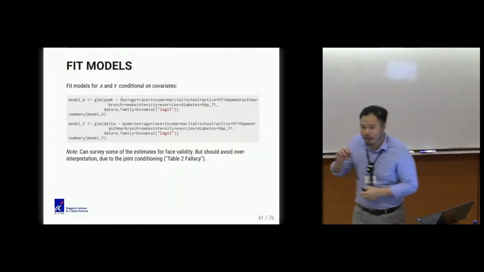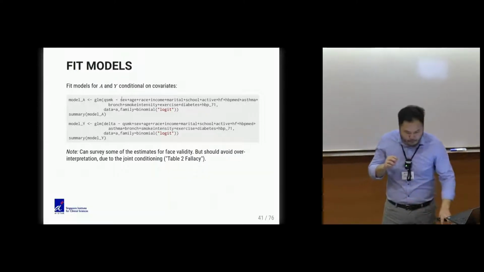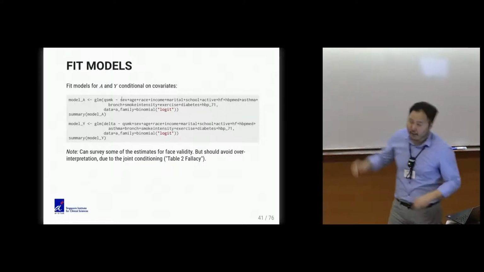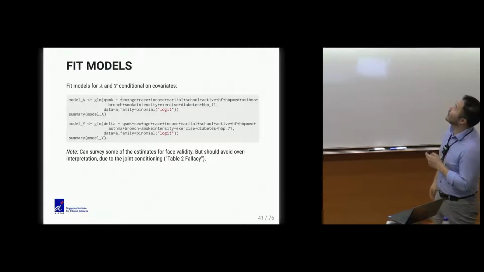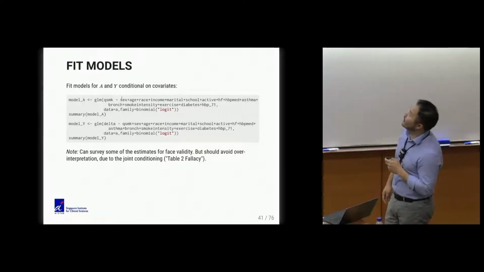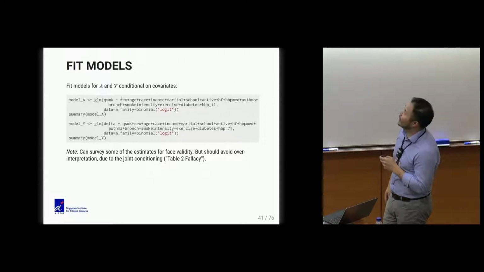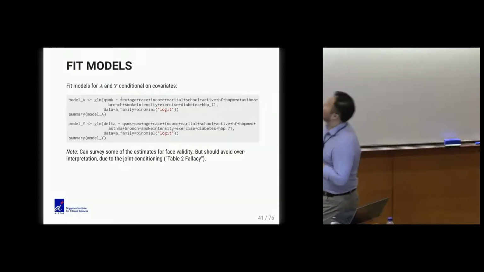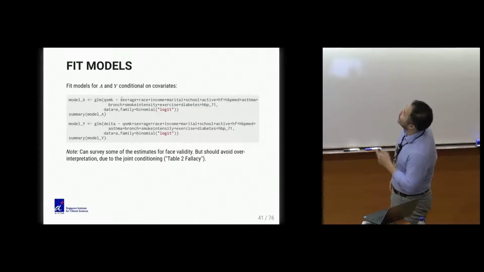The caution is I wouldn't overinterpret them, because this particular model, for example for A, includes all of these variables, and each one of these parameters that you would estimate is interpretable only as the association between this and the probability of smoking, conditional on everything else. And so on for this. This is this, conditional on everything else.